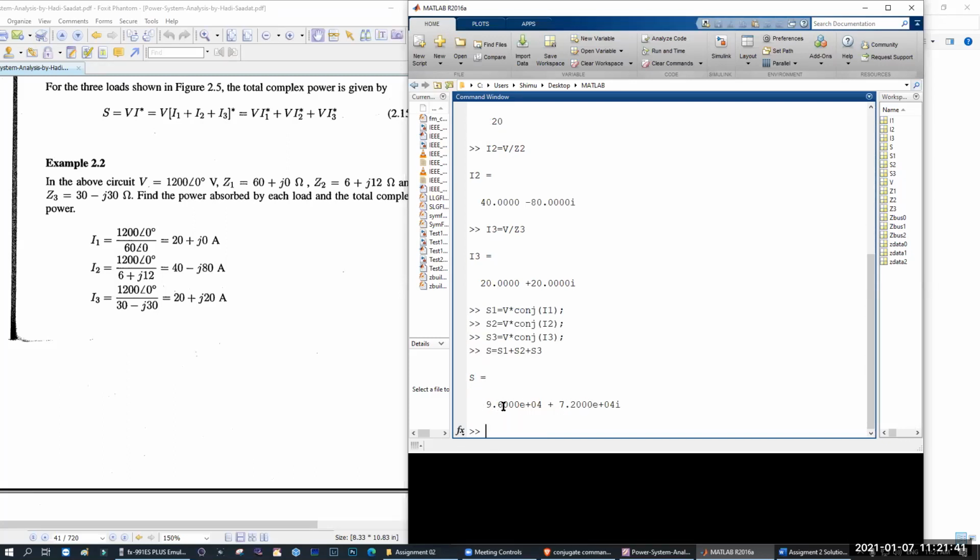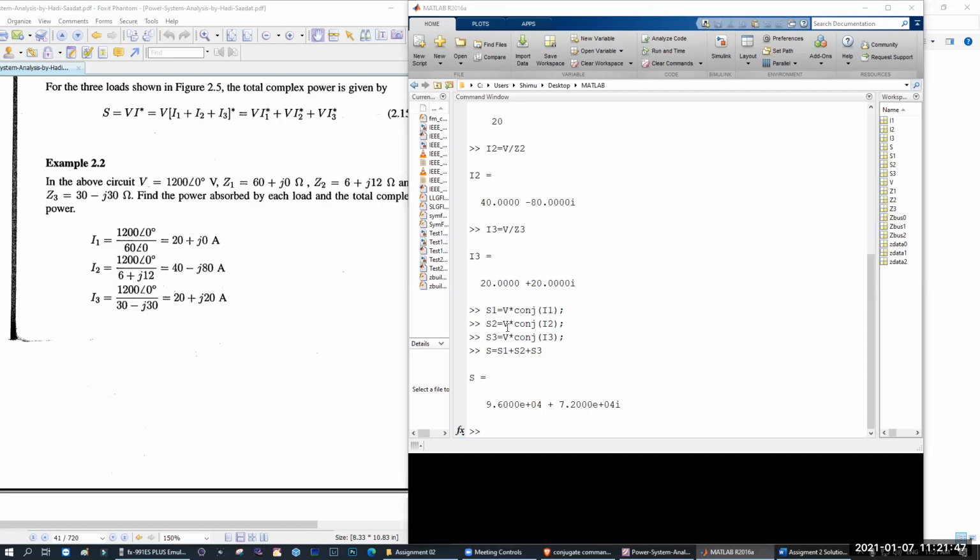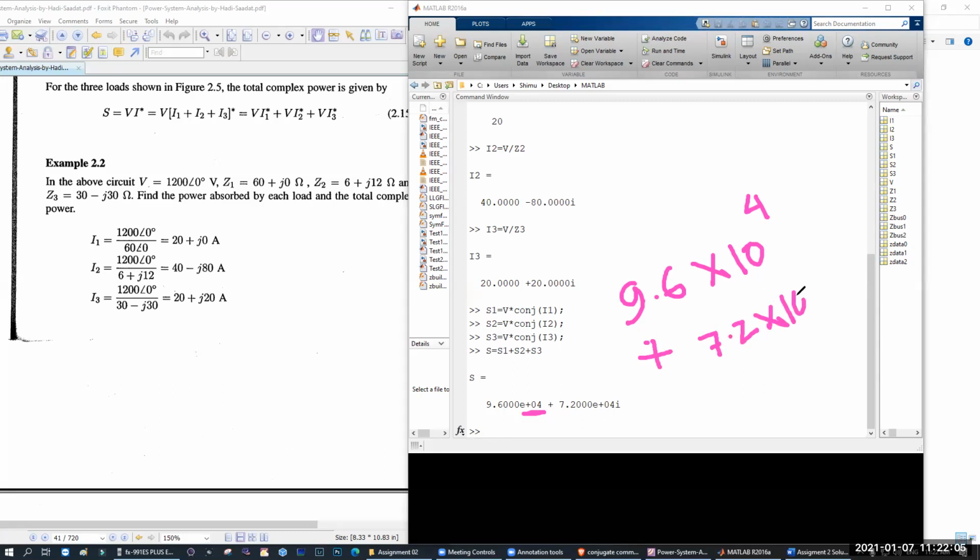So 9.600 e to the power plus 4. E means 10 to the power. So 9.6 into 10 to the power 4, because the result is huge. That's why they have given e to the power plus 4. Your result is fine. This is your watt, plus 7.2 into 10 to the power 4, and i, that means it is j.